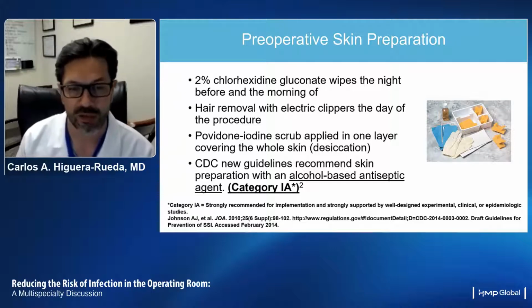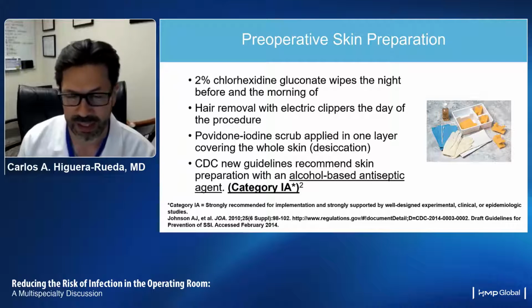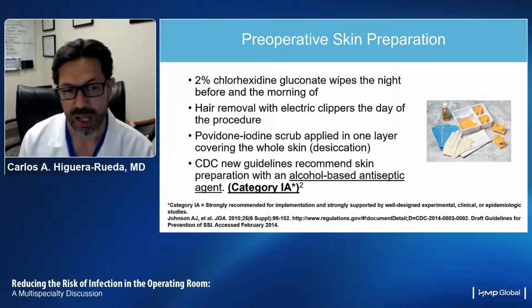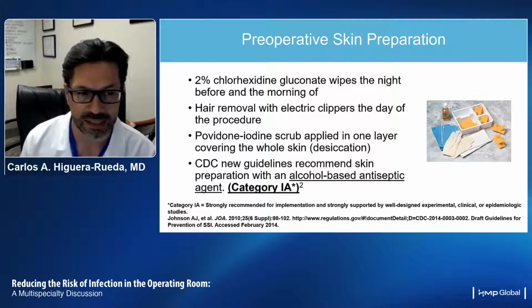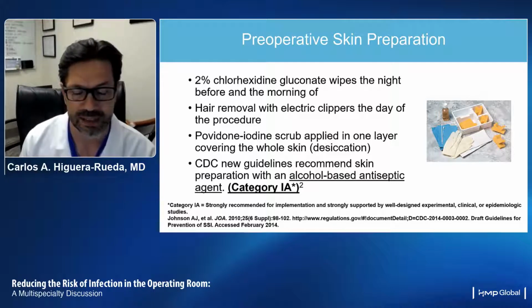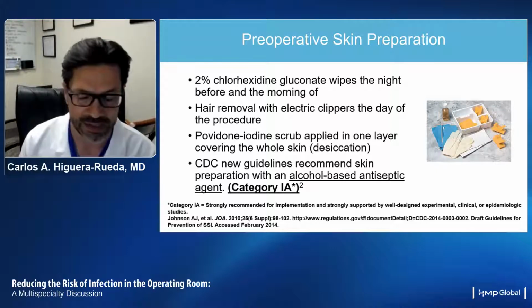Povidone iodine scrub, applying one layer, covering the whole skin, works as a desiccation. So that's really important, that you need to understand the mechanism of action of the different skin preparations. But the most important thing here is the CDC new guidelines recommend skin preparation with an alcohol-based antiseptic agent. That's a 1A category based on the evidence, and that's what we currently use.